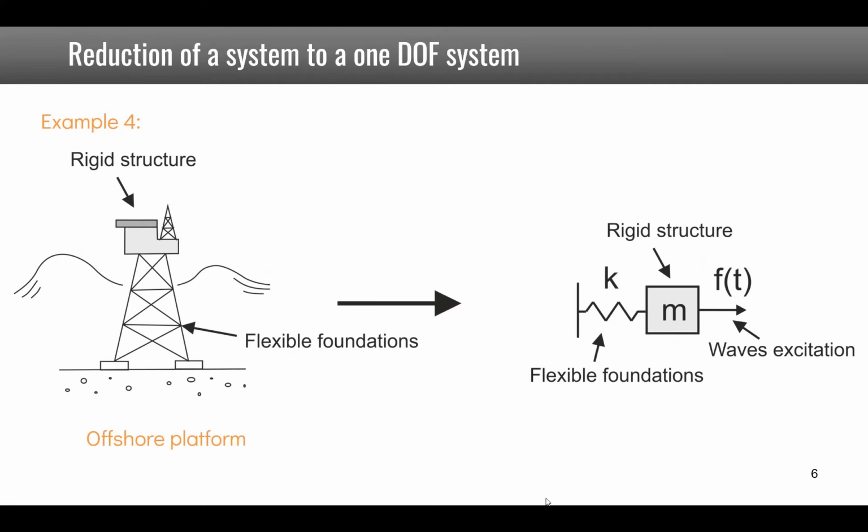A fourth example is this offshore platform, where you see that most of the mass is on the top here, and this is then modeled by a mass m, and the foundations are flexible, represented by a stiffness K. The waves, when they are hitting the platform, are applying a certain force, which is represented here by f of t.